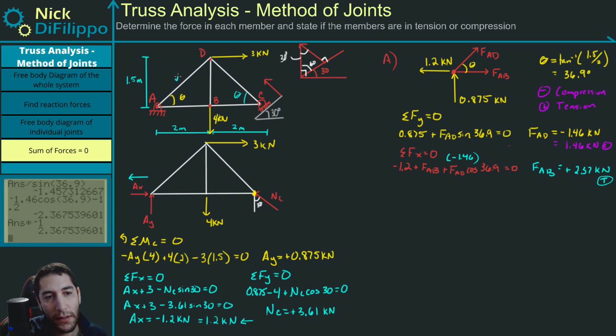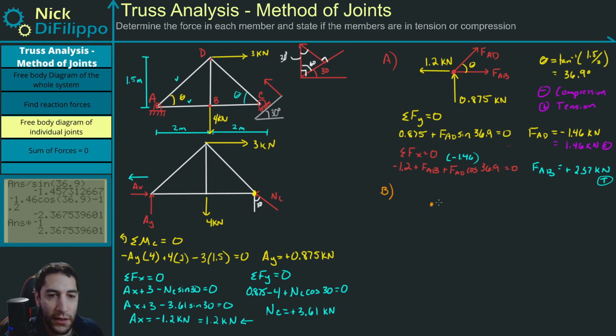So now we figured out this and we figured out this. What I want to do is go to point B. If I look at point B, I want to draw the free body diagram of this point. At point B, this one's going to be easy because I don't have to deal with any components. I just have to remember to draw in all my forces. So I have this 4 kilonewtons going down.